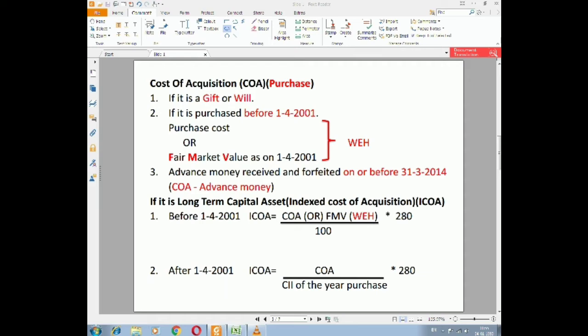Why do we need to apply this? If a particular asset is purchased in 1950 or 1960 or 1970, if you compare the value of money for 1960 as well as 2020, it will be a huge difference. That is the reason we are considering fair market value, that is the market value as on 1/4/2001. By applying this, we compare the purchase cost and the market value on 1/4/2001, and we are going to consider the highest value. So this will be fair for the assessee. Then he can deduct that money as the purchase cost.